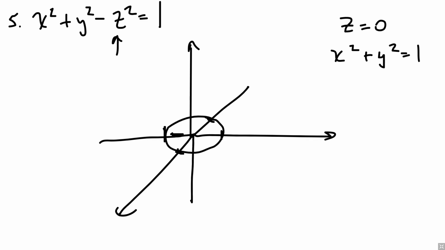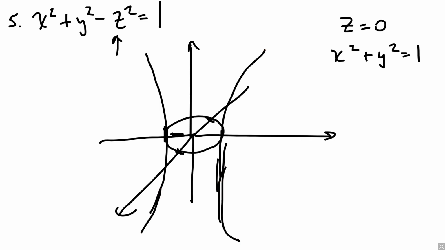So as z increases, what's going to happen to the radius of the circles created? Larger. They're going to get larger. So essentially what we're going to have is a situation on z where we have circles that are going to get larger. Okay. And these do curve.